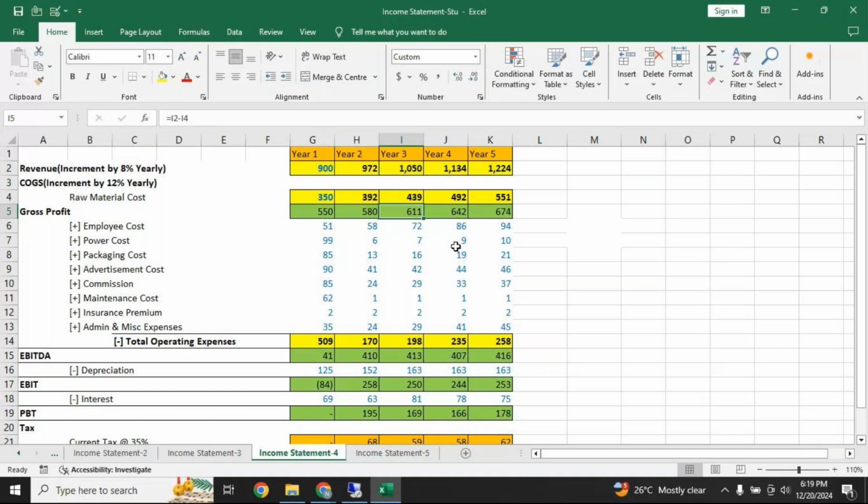Guys, please mute yourselves. So the raw material cost is already given. They are telling that on that raw material cost, 12% increment is happening here on here. Ma'am, thank you.